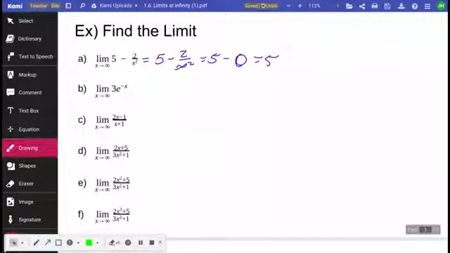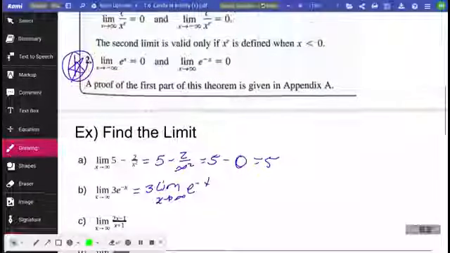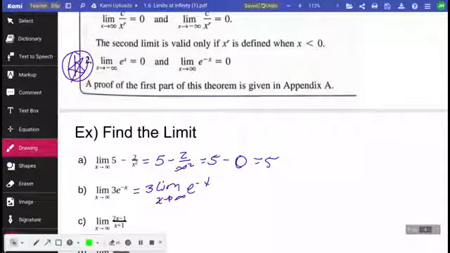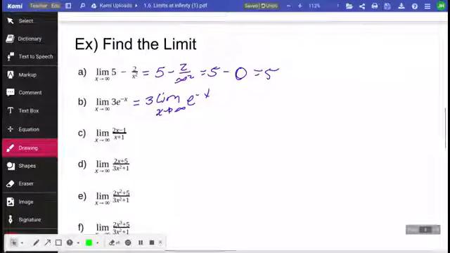The next one is going to be 3 times e to the negative x. Well, if you recognize, let me just pull out that 3. You can pull out constants. That's e to the negative x. We already know that the limit as x approaches infinity of e to the negative x is going to be 0. So I have 3 times 0, which is just 0. Okay. All right, the next one.